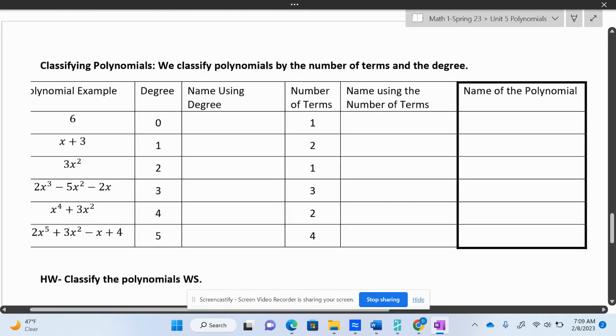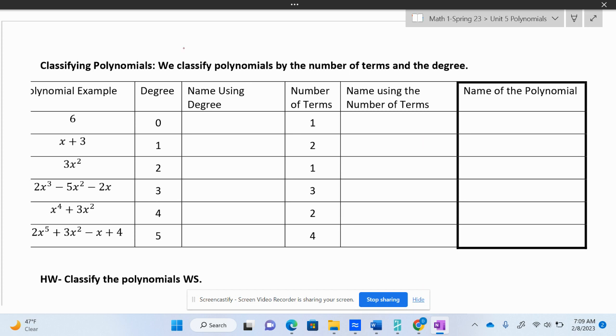All right. So we're going to classify our polynomials. And the first thing that we're going to do is I'm going to tell you the name of them based off of their degree. And then we're going to name them based off of the number of terms. So this right here is degree 0 because there's no variable with an exponent. And anything that is degree 0 is called a constant. And that makes sense because that's just a number. This variable is only raised to the power of 1, so it's degree 1, and this is called linear.